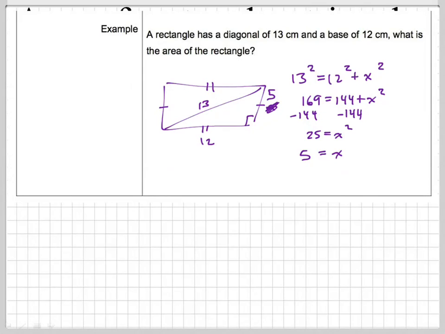Now can I find the area? Yes, the area of this rectangle equals the base times the height, which is 12 times 5, and that equals 60. And don't forget, inches squared. Sorry, not inches, centimeters. Good looking out.